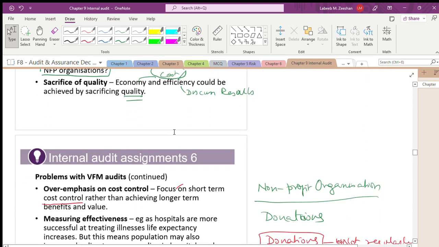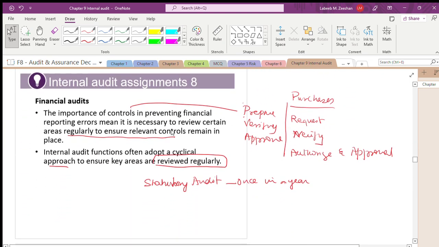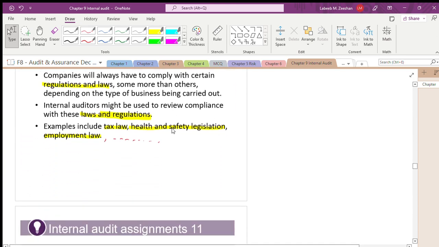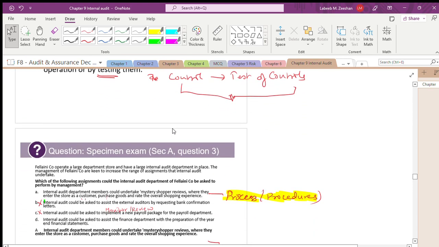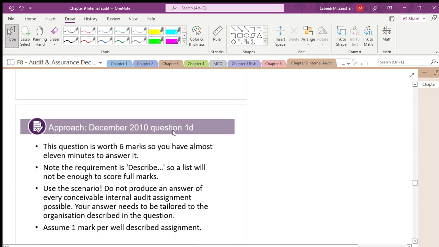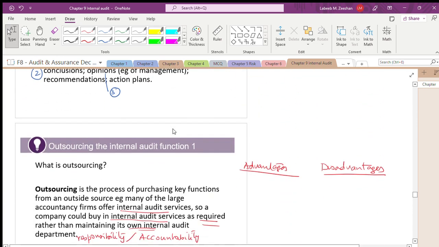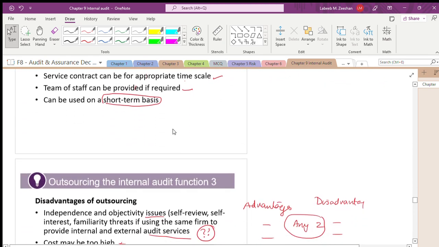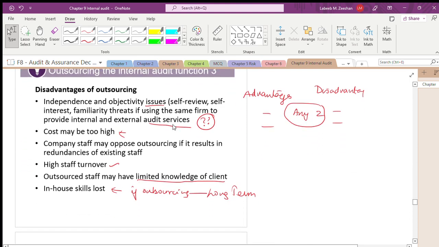And what will happen with respect to outsourcing? Is it right? What will happen with respect to outsourcing? The moment you are going to outsource, there are some advantages and there are some disadvantages. Where have we done that? Where is the concept of outsourcing? Here, is it right? Let's go to outsourcing. What are the advantages of outsourcing? What are the disadvantages of outsourcing? Very simple, very easy way of understanding.